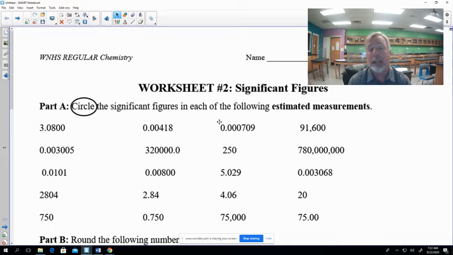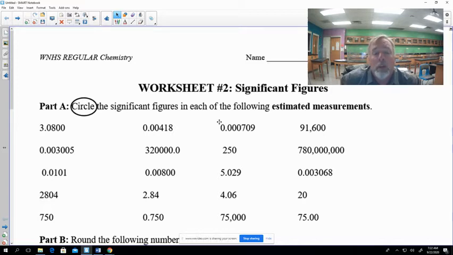Zeros at the beginning, the leading zeros, will never count as a significant figure. Zeros that are captured, and by that I mean there is a number from 1 to 9 on either side of it, so they're surrounded by non-zero numbers, always count as significant figures. And trailing zeros are the hard one. They depend. A trailing zero will count if there's a decimal point in your number. So that's a quick review of the rules.